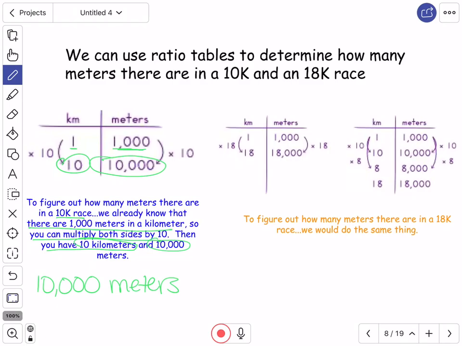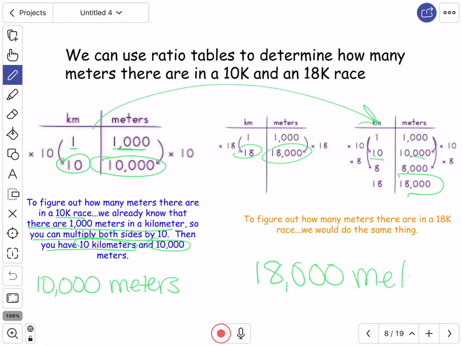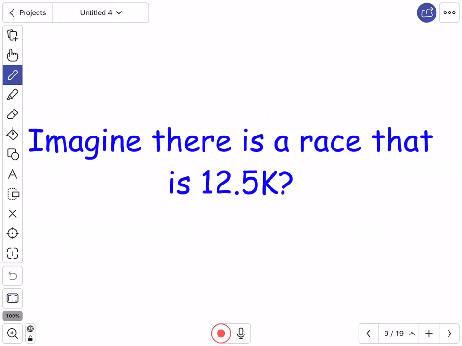And then when you look over at the 18K, it's pretty much the same thing. So to figure out how many meters are in an 18K, we would do the same thing. So we could do times 18, times 18, 18,000. Whereas you can see if you already did the first step over here, you simply just do 8 more, and you'd have 18,000. So for this one, it would be 18,000 meters.